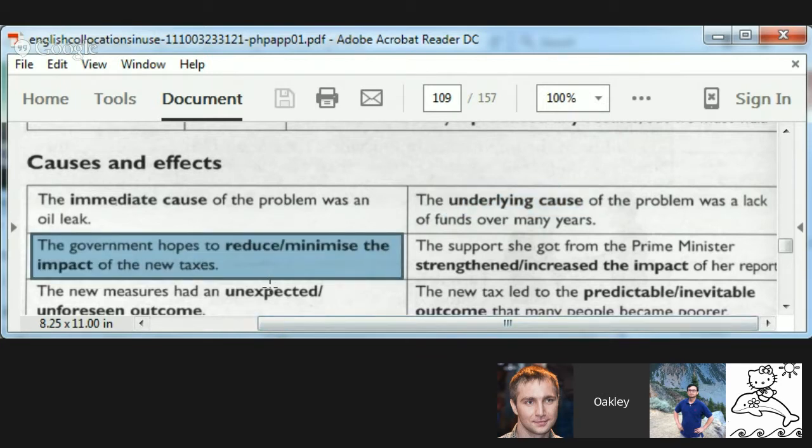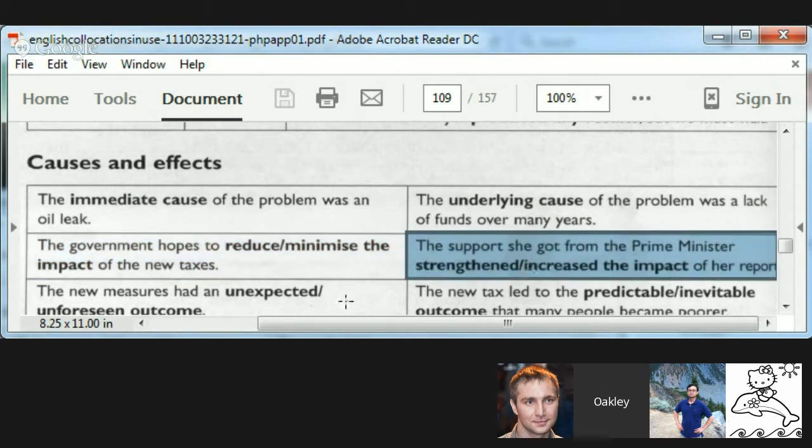Hogan, okay. Let's go ahead. The government hopes to minimize the impact of the new taxes. The support she got from the Prime Minister strengthened or increased the impact of her report. Yeah, report. The word's cut off, but yeah, that's right. Okay, reduce or minimize the impact.